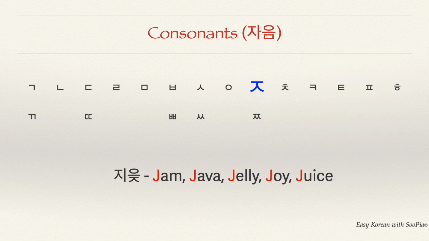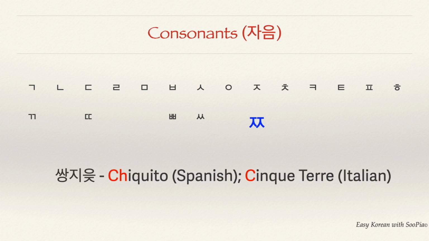Jiut is a deviation of shiut and similar to the J sound in English. When writing jiut, an extra line is drawn to the basic consonant shiut, which also indicates that jiut belongs to the same sound group as shiut. 쌍지읒 stands for the double jiut sound. It is a thick CH or J sound, very similar to the Spanish word chiquito and the Italian word cinqueterre.